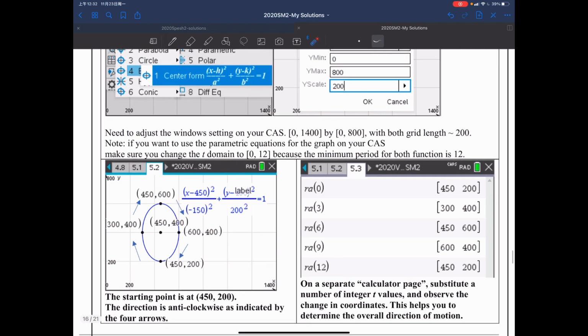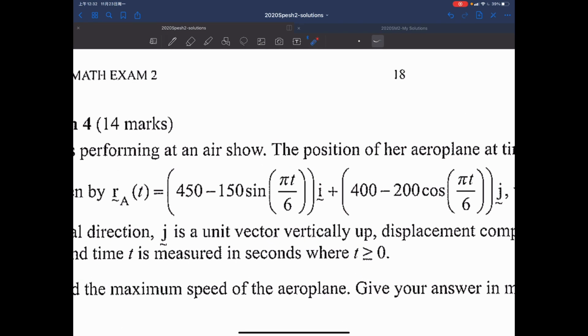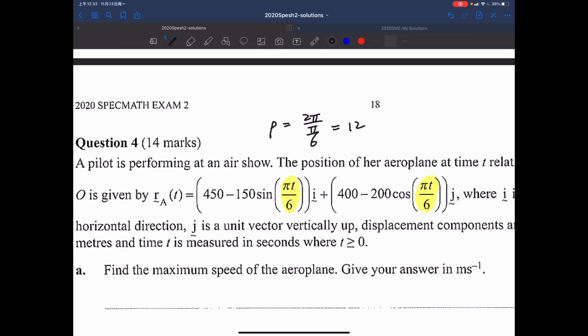Because if you look at the period, these two are the same angle. So the period is just 2 pi over pi on 6, which is 12. We know it's more likely a circular or elliptical path. It's just one cycle. We can break that one cycle into 4 sections.